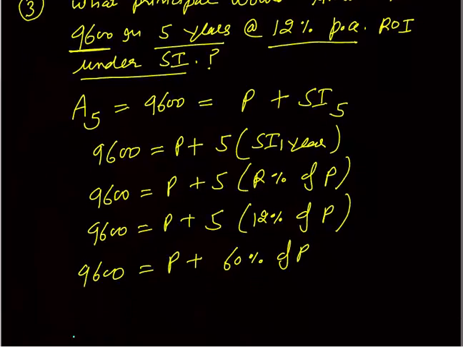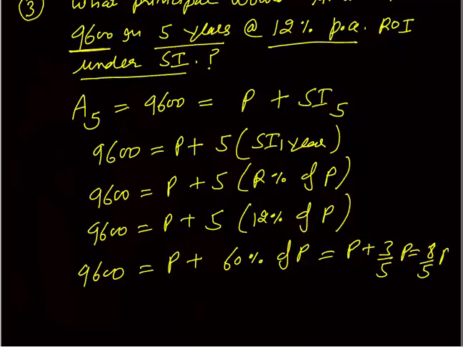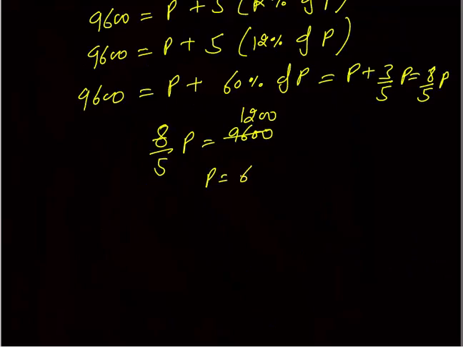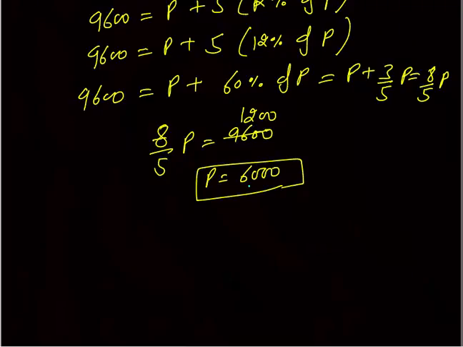What is 60%? 60% is P plus 60%. If you open this, 60 by 100 is 3 by 5 P. This is 8 by 5 P. So I will get 8 by 5 P is equal to 9,600. This is 1200, so P would be 6000. So my final answer is that the principal is 6000 rupees.